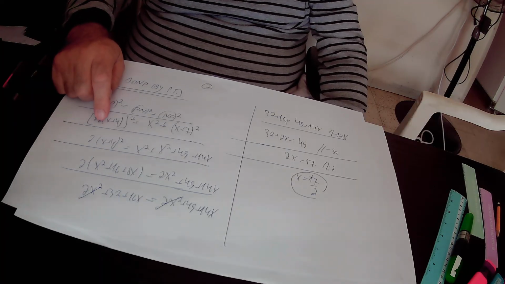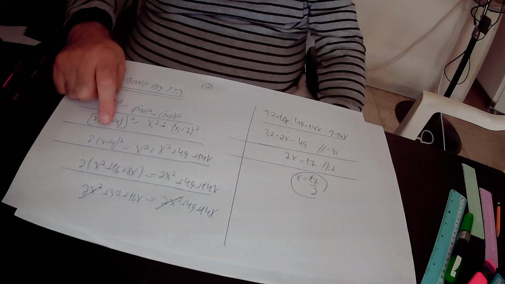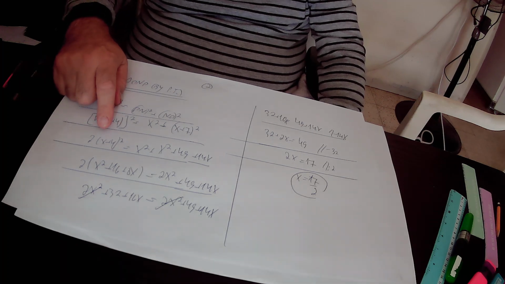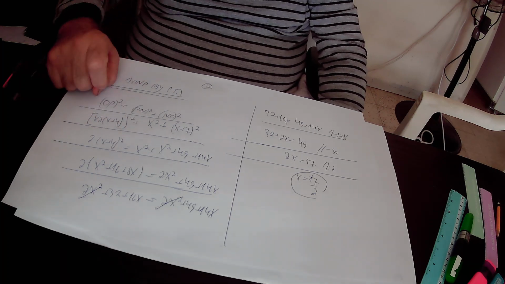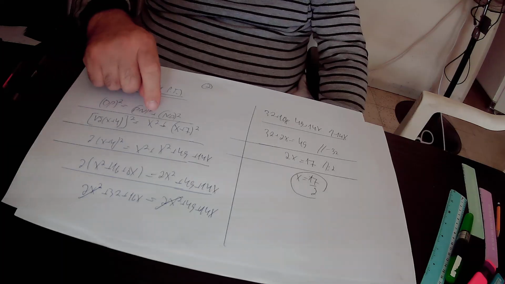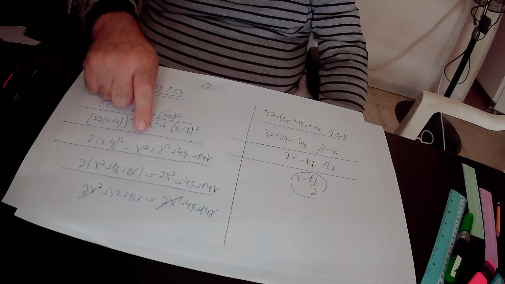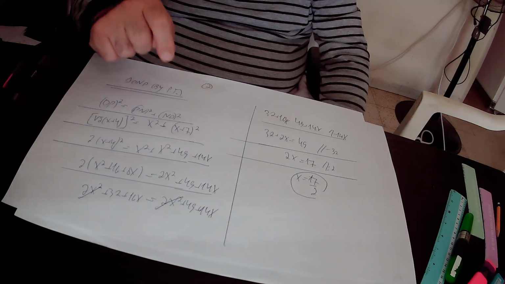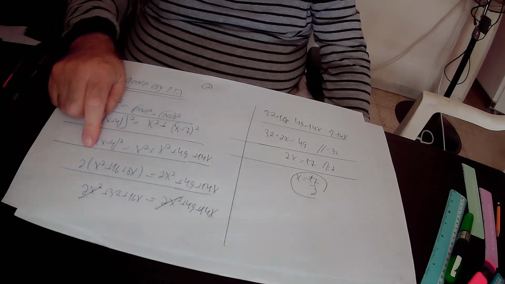So here we have 2 times x plus 4. We open the brackets of this expression and find that x plus 4 squared equals x squared plus 4 squared, that is 16, plus 2 times x times 4, that is 8x. On the other side of the equation, we have x squared plus x squared, that is 2x squared, plus 49 plus 14x. We open the brackets of this expression.